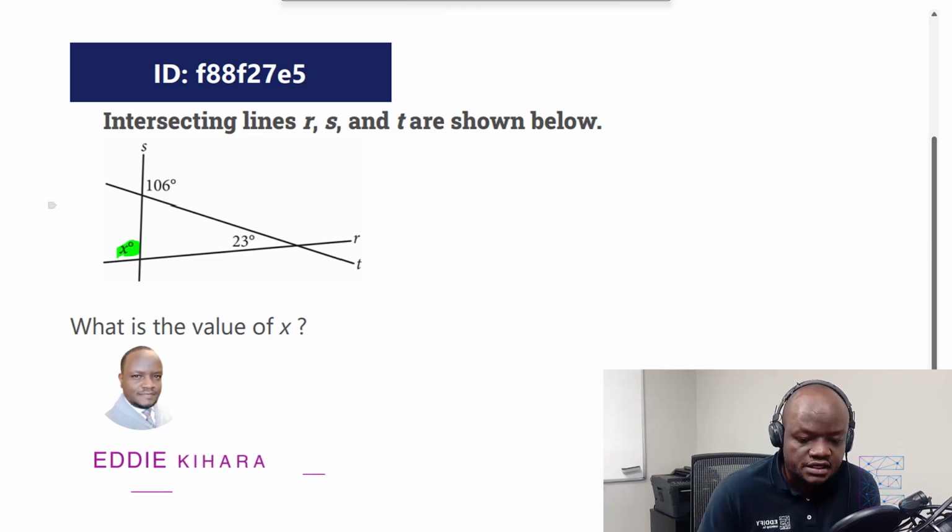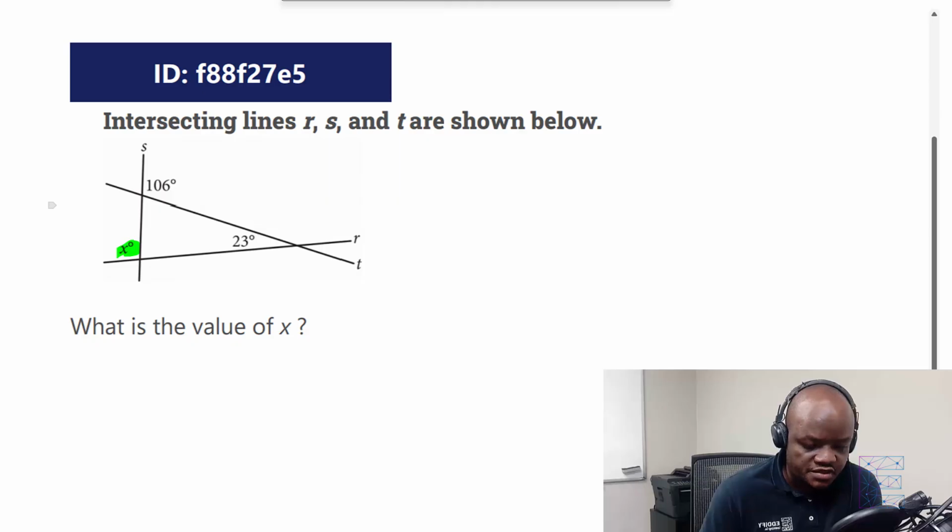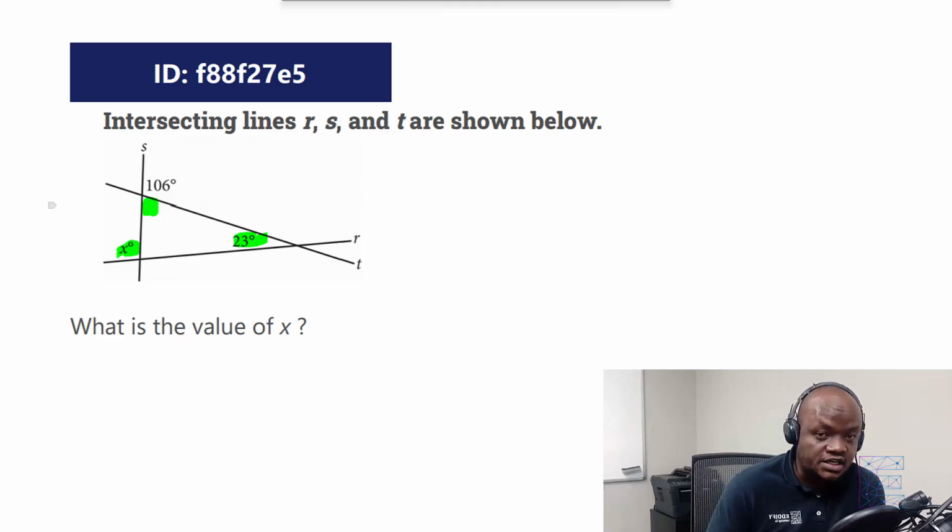Recall, we can use the exterior angle theorem, which states that the sum of two interior angles equals the exterior angle across from them. So let's use that logic.